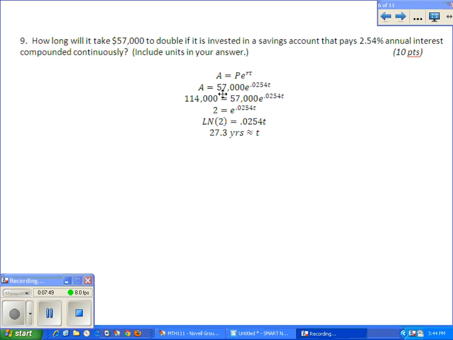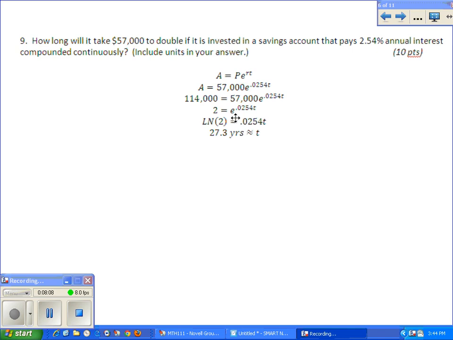And I want my money to double. So if my original investment is $57,000, doubling that would be $114,000. So I want to know how many years it will take for this deposit to grow to $114,000. Solving, I'd first divide by the $57,000, which would leave me with a 2 over here.